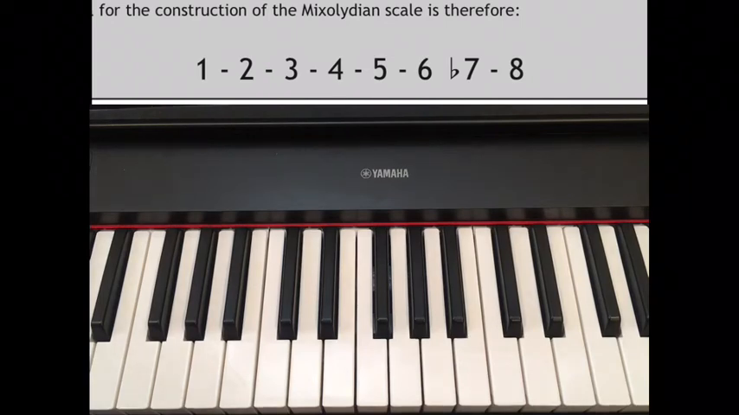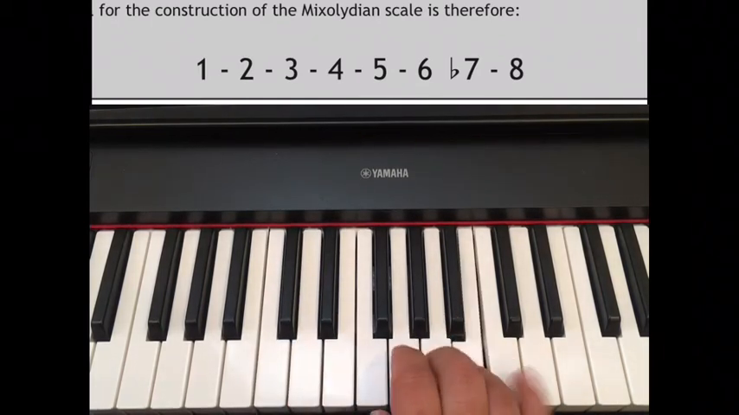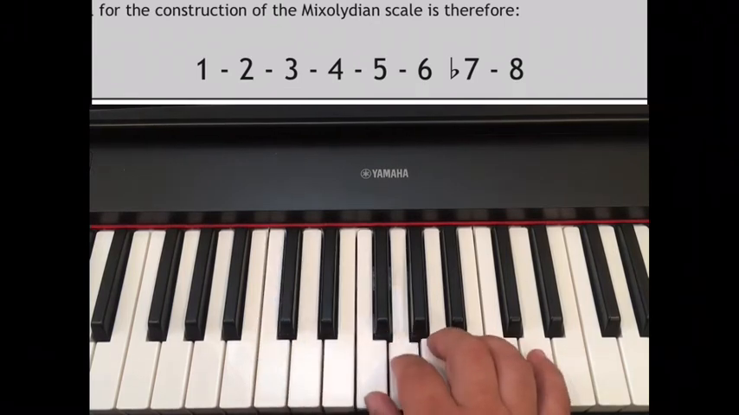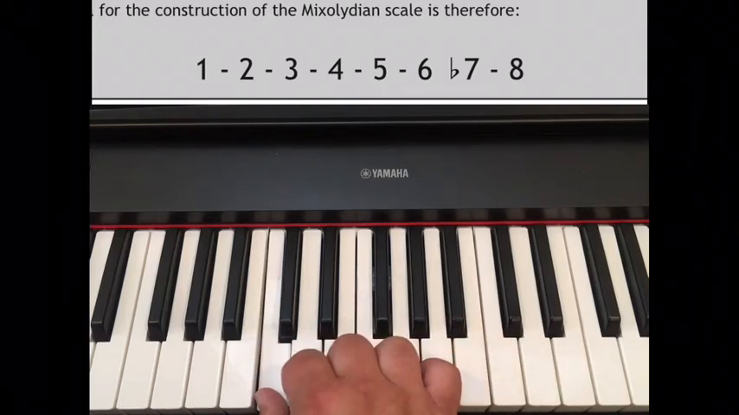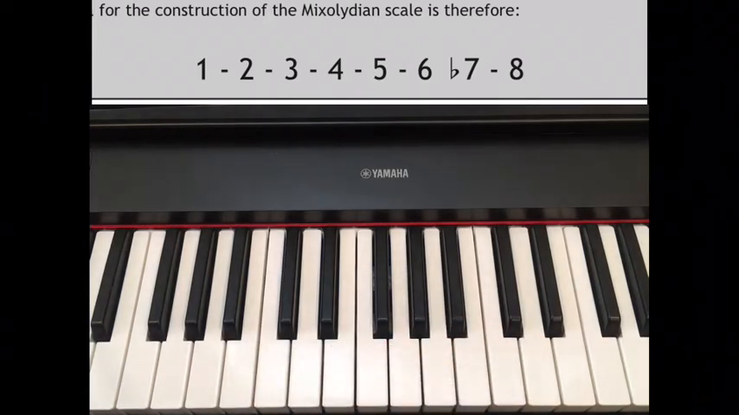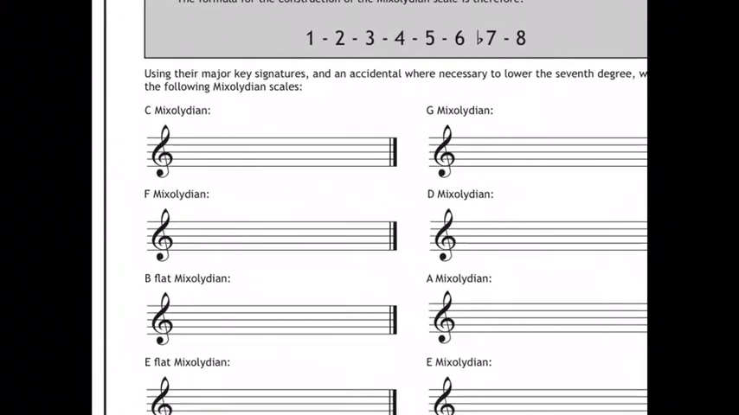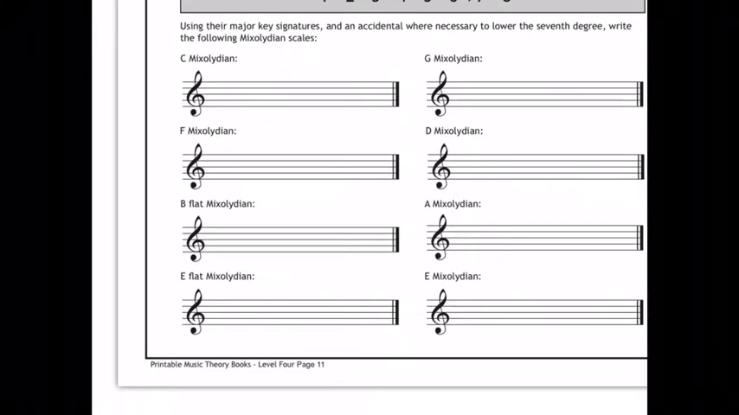The other way to think about it is C Mixolydian is just C major with a lowered 7th, which also ends up giving me the B flat. C major goes like this. C major with a lowered 7th gives me this. So either way you want to approach it, it works to get the proper notes in your scale. As you move through these exercises, these are all Mixolydian scales they're asking you for. You can think of it in two different ways.